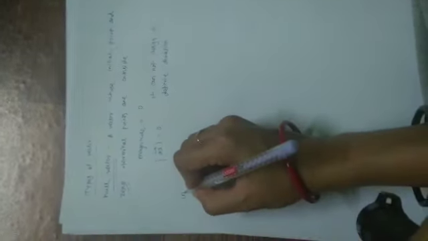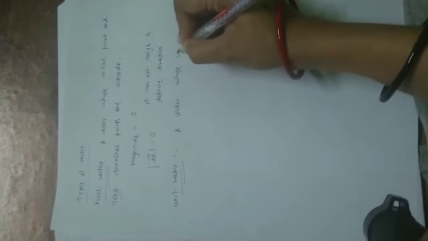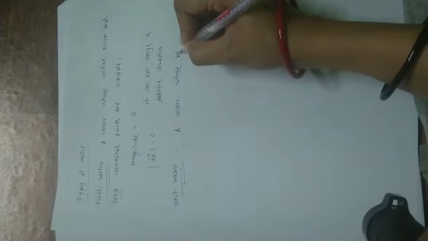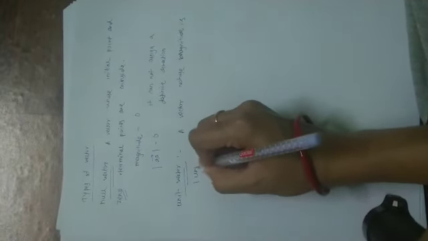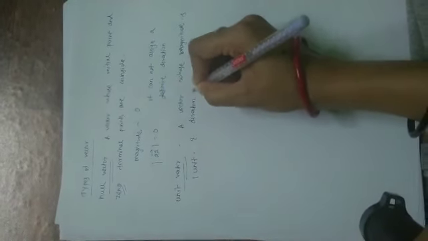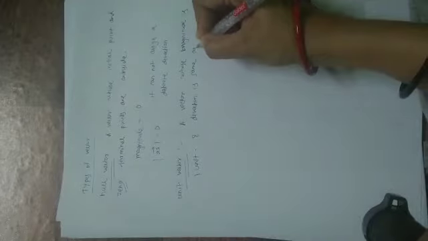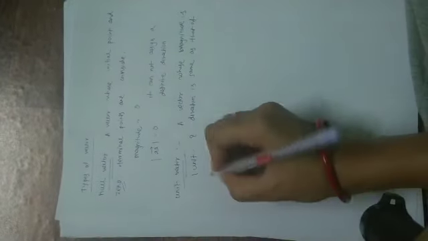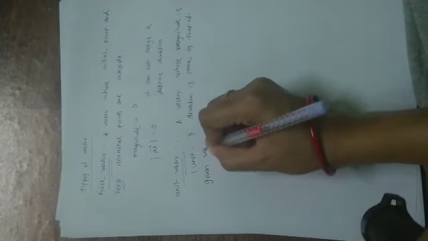Then we'll discuss the unit vector. From the name we can imagine the definition of this vector. A vector whose magnitude is 1 unit and direction is the same as that of the given vector is known as a unit vector.